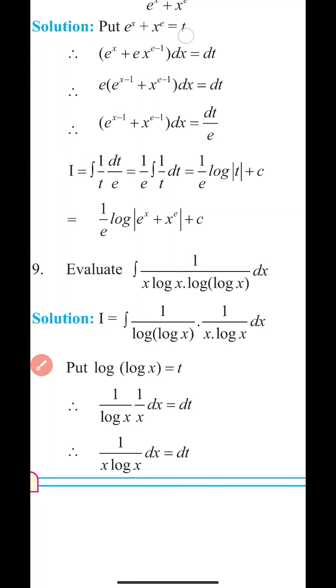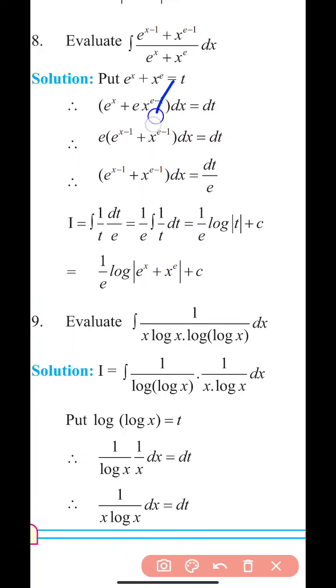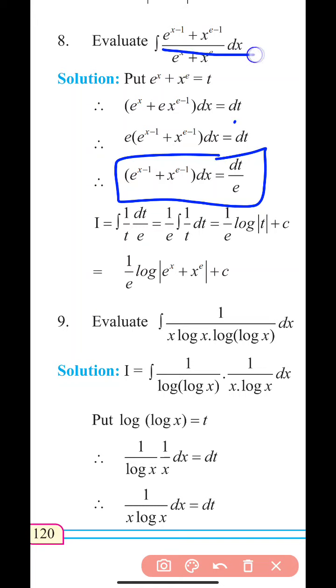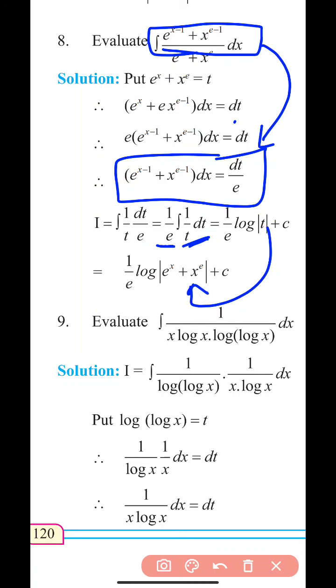So they have put this whole thing as t, and ये e raised to x minus 1 के जगह उन लोग ने dt divided by e put कर दिया, and that we have to integrate. As I've said, 1 by e is a constant, it has to be taken outside, and then you have to integrate 1 by t only, which is log of t, and t के जगह जो भी हमने suppose किया था पहले वो put कर दिया.